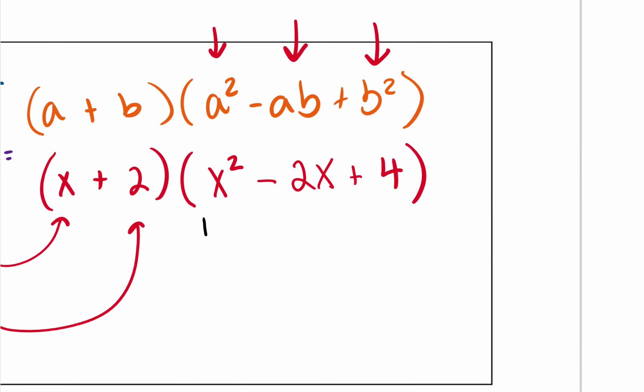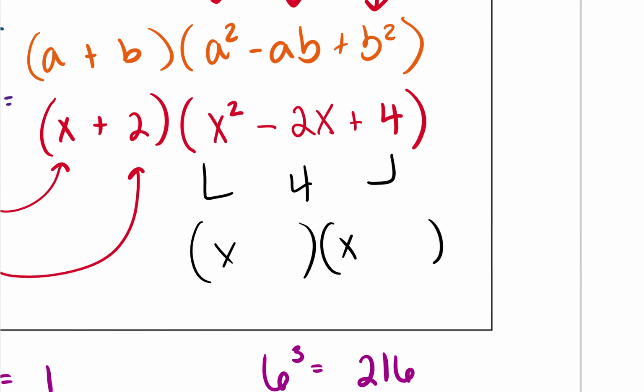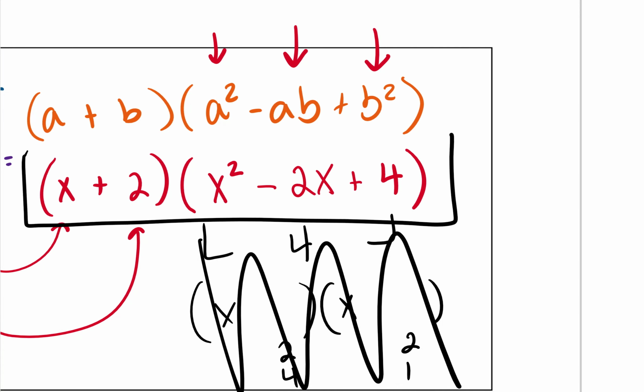Now, real quick, I can try. First times last is 4. I would have x and x, and my only options here would be 2 and 2 or 4 and 1, and there's no way I can add or subtract those to equal negative 2. So I don't need any of this, and my answer is sitting right in front of me.